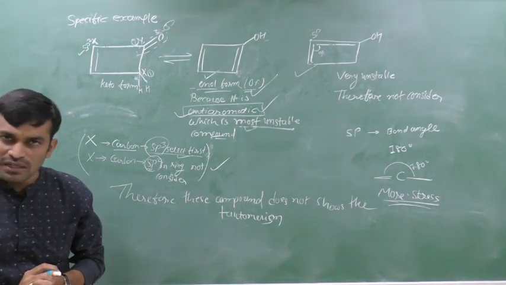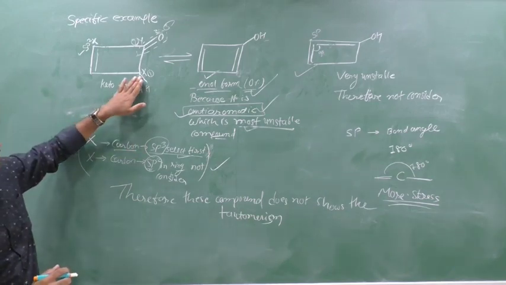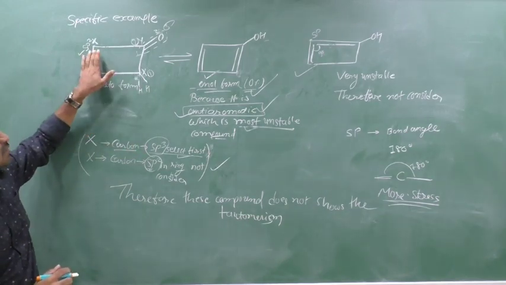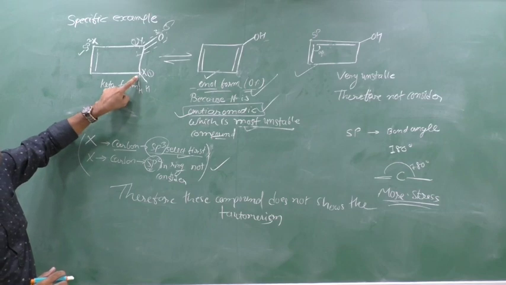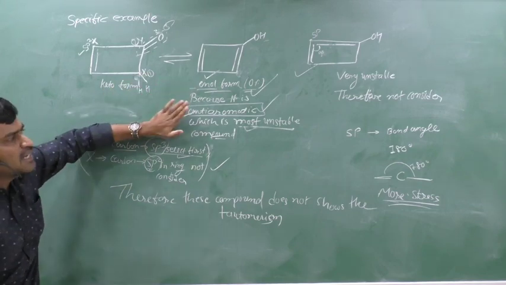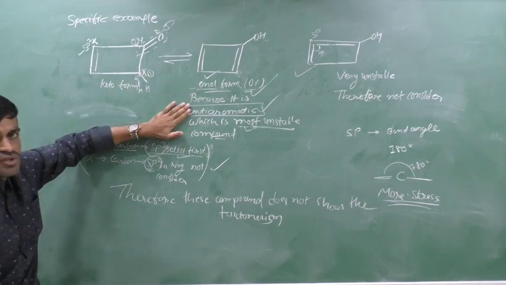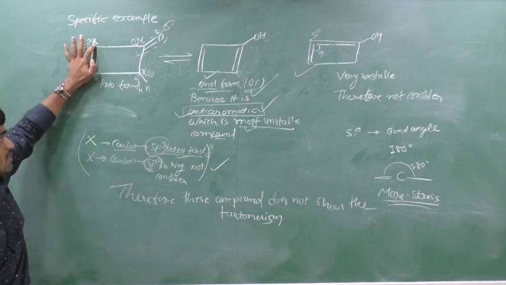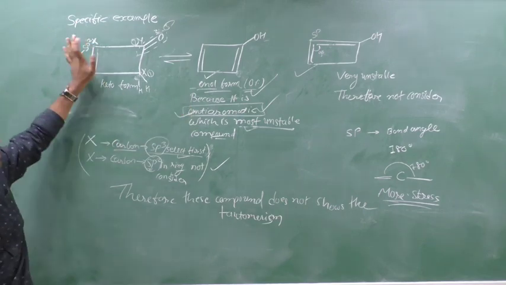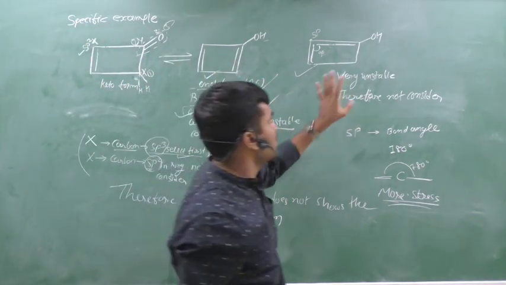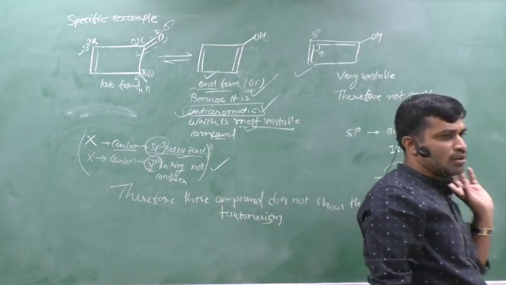and the compound does not exist. Concept clear? If you take X as this carbon or this carbon, if you take X from this carbon, then the tautomer form is anti-aromatic, which does not exist. And if you take X as this carbon, then the compound form is very unstable due to the cumulative double bonds.